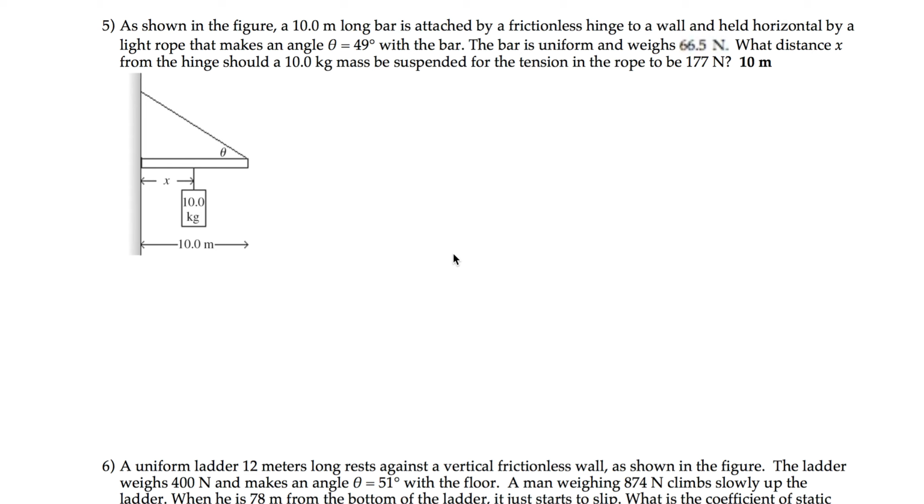Number 5. So here we're looking for this distance over here, and keep in mind that this is not necessarily drawn to scale. So the first thing we're going to do is a free body diagram. So I'm going to draw the bar over here, and there's going to be the weight of it acting at the center because the bar is uniform, and then there's going to be this mass here that's exerting a force, and I'm going to draw it more to the right just because we don't know exactly where it is.